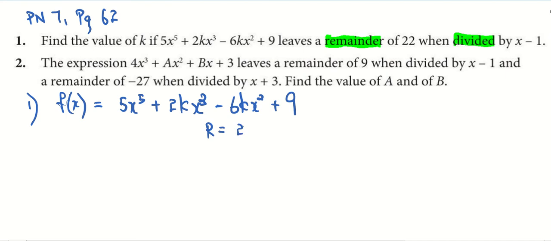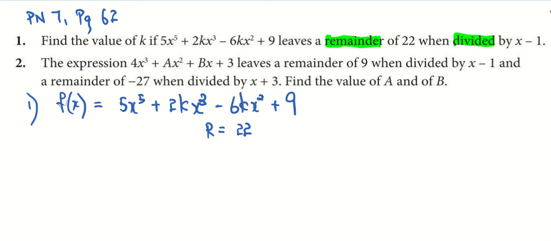The remainder is equal to 22. But divided by x minus 1. The divisor is x minus 1. What value do you substitute into the polynomial? 1. But this one cannot press calculator. Why not? Yes, there is an unknown k.